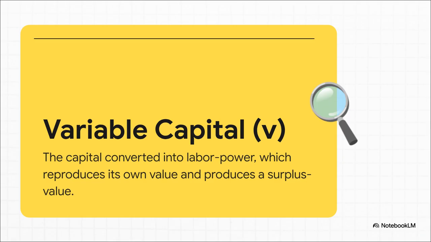This is the slice of capital that the capitalist spends on wages, the money used to buy a worker's ability to work, their labor power. Marx calls this living labor for a very specific reason. It's the one and only commodity that has this almost magical ability to create more value than it costs. It doesn't just reproduce its own value, it generates an extra bit, an excess.